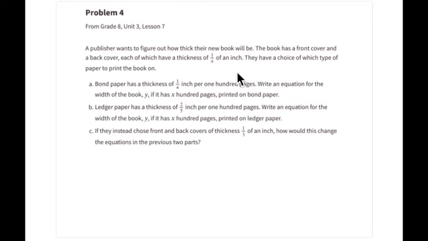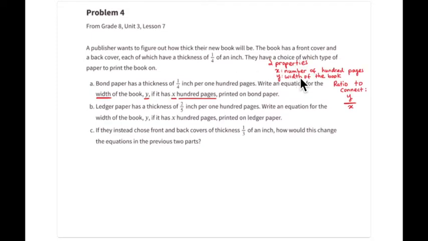And what you know is that to write an equation, you have to identify what the 2 properties are. So what are the 2 properties in A here? Well, y is going to be the total width of the book. It says the width of the book y if it has x hundreds of pages. So one property is the width of the book. The other property is the number of hundreds of pages. You have 100 pages, you have 200 pages, 300 pages. So how many hundreds of pages do you have?